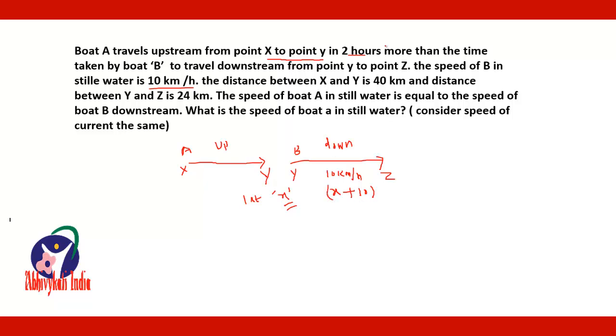And it is said that the distance between X and Y is 40 km and the distance between Y and Z is 24 km. The speed of the boat in still water is 10 km per hour. Now here, what will be the speed of the boat downstream? That is x plus 10 km per hour.